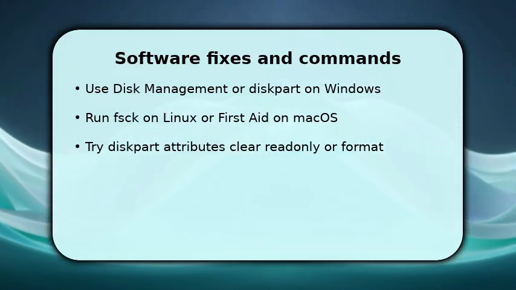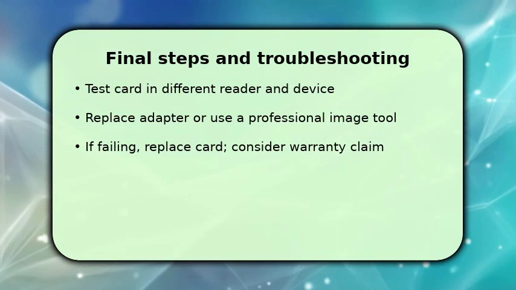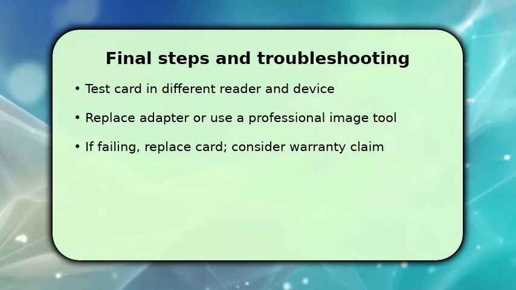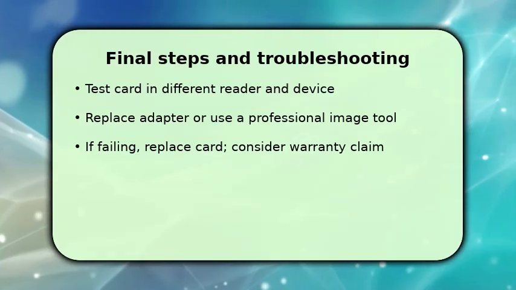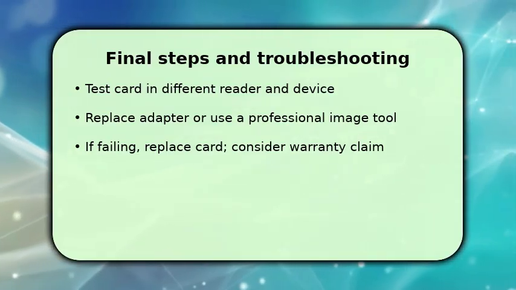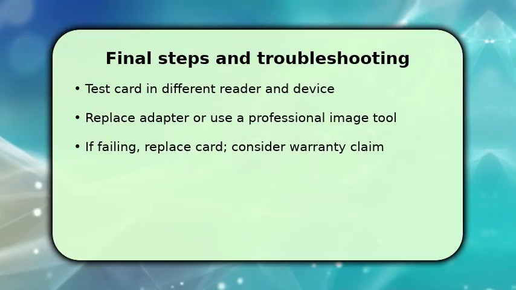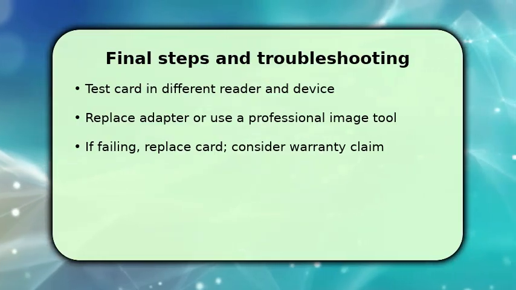Finally, test the card in another reader and a camera or phone. Different controllers can accept a previously locked card. If it now accepts writes, reformat and restore your backup. If not, try a different adapter or the official SD formatter one more time.